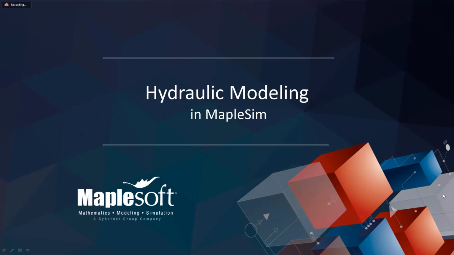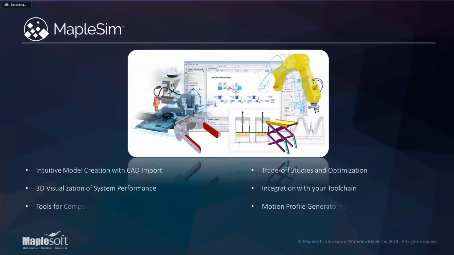For those of you for whom MapleSim is a bit of a newer tool or something that you haven't seen before, I will just go over what MapleSim is used for. We can use it for model creation with a CAD import tool, 3D visualization of system performance. We have tools that can be used for component sizing. A popular topic is motor sizing for, say, automation applications. We can do trade-off studies and optimization, integration with your tool chain, as well as motion profile generation for machines. So that's a very quick overview of some of the main topics that we can hit with MapleSim.